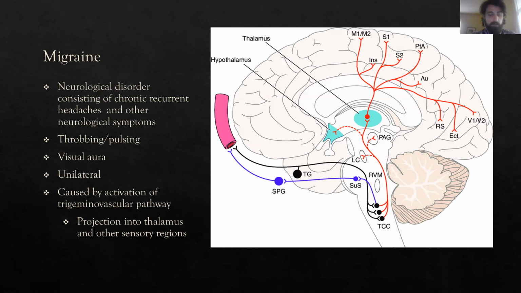The cause is inappropriate activation of the trigeminal vascular pathway. The trigeminal nerve, or fifth cranial nerve, controls facial movement and sensation. When its blood supply is altered in the wrong way, the result is extremely painful projections into the thalamus and other cranial sensory regions.